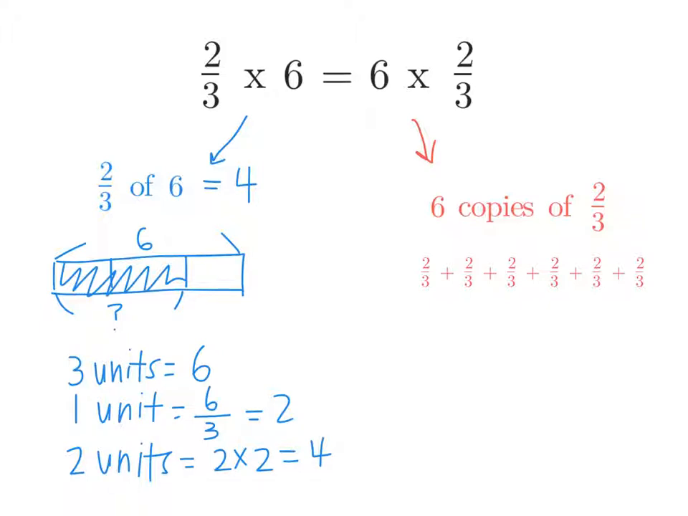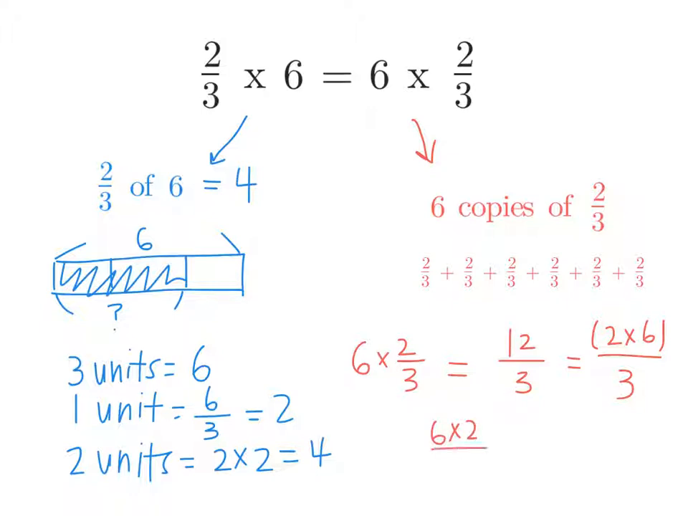Do you guys see how we know that repeated addition is the same thing as multiplication, right? So 6 times 2/3 is the same thing as 2/3 plus 2/3 plus 2/3, and so on, which when we add those up, we get 12 thirds because 2 plus 2 plus 2 plus 2 plus 2 plus 2 is 12. Do you guys see how that's the same thing as doing 2 times 6 over 3? So that means 6 times 2/3 is the same thing as 6 times 2 over 3, which is 12 thirds. Did you guys see that? Write in your notes how you know that's true. Explain it to yourself using words.